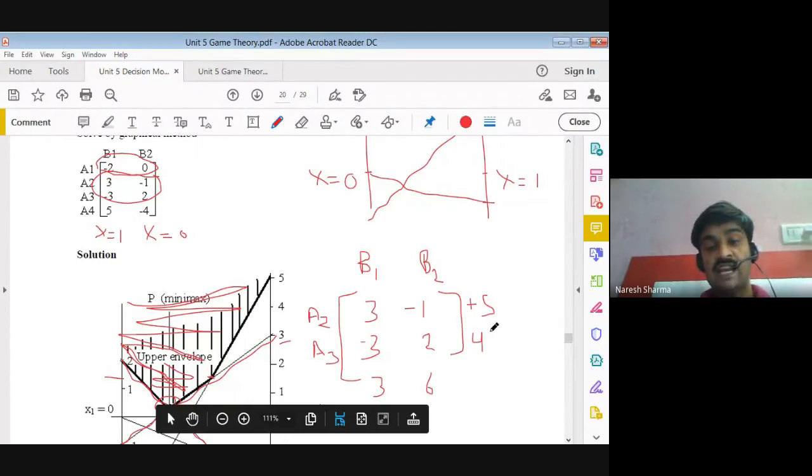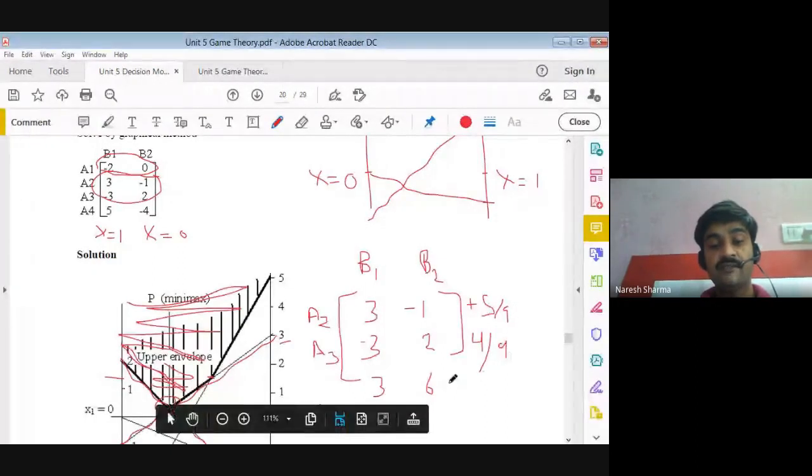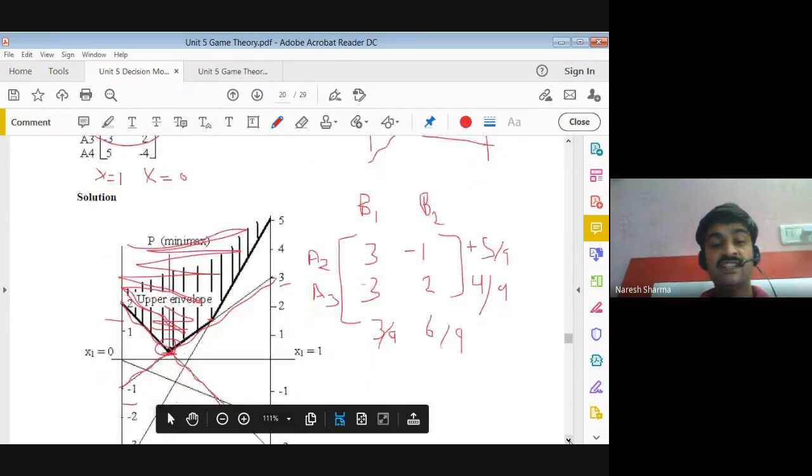After doing that, you can add these. This addition is your 9 here. So we divide this by 9, this by 9, this by 9, and this by 9. So now you can easily write the optimal strategy for your player A is 0, 5 by 9, 4 by 9, and for player B is 3 by 9, 6 by 9, comma 0.